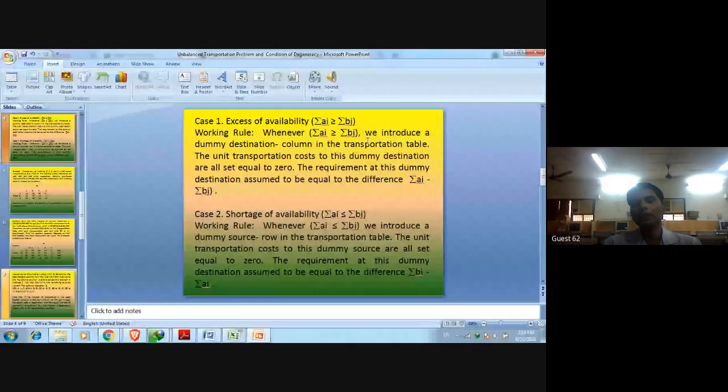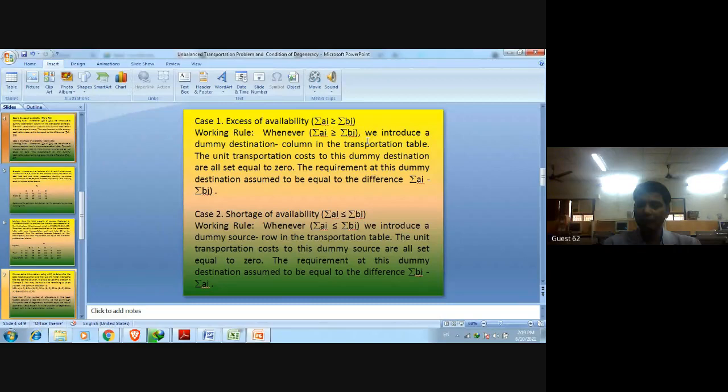And what about the second case? When the availability is shortage, it means just the opposite case. If summation of Ai is less than summation of Bj, it means your supply is less than the demand. You are producing fewer units than your demand. So what will be the working rule for this case?